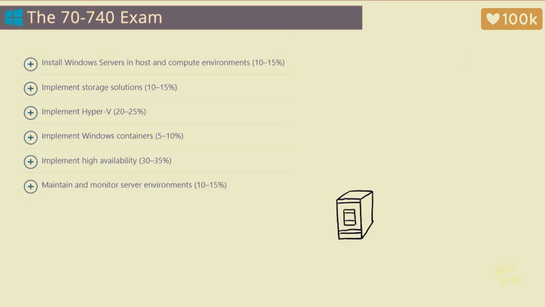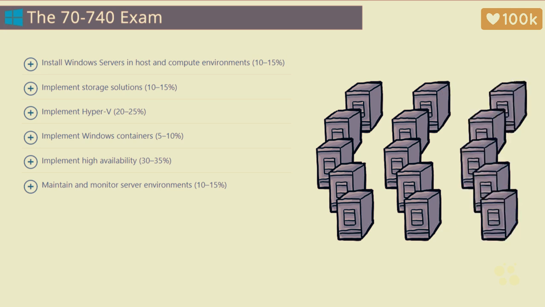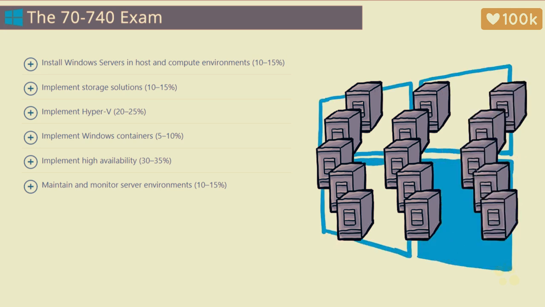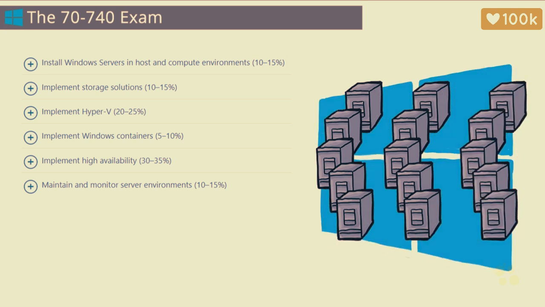Let's talk about 70-740. This is going to be our primary focus from here on out. Again, this covers installation, storage, and compute, and has objectives spread across 6 primary areas.